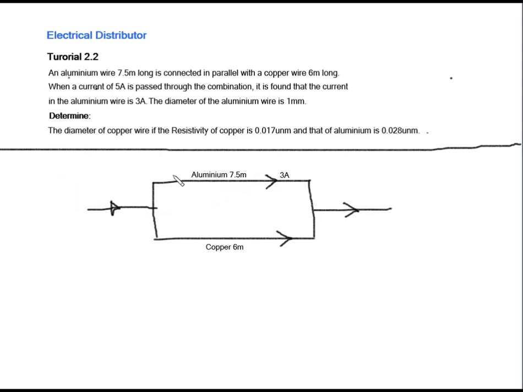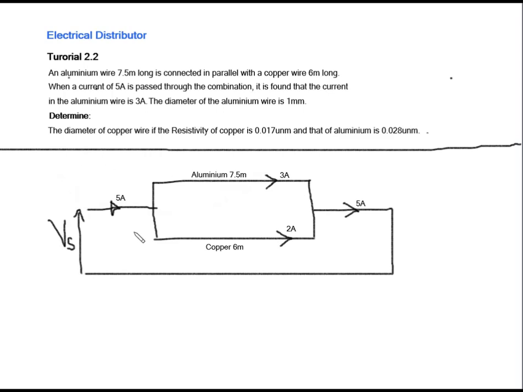The aluminum cable is said to have a current of 3 amps. The total current is 5 amps. Now if we have 5 amps coming in here, 3 amps going there, 5 amps coming out, then there must be 2 amps on the copper cable. So we close our circuit. This is a voltage source. We don't know what it is, but we just say it's a voltage source. It could be a current source or anything, but we are just dealing with the 5 amps current that's going in.